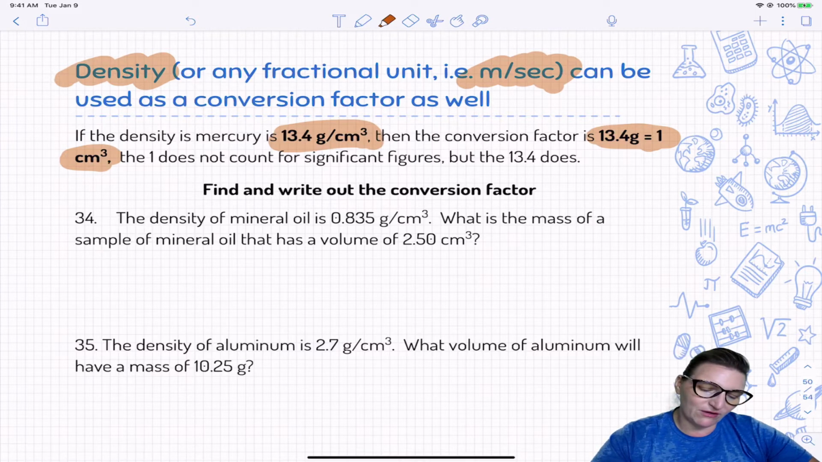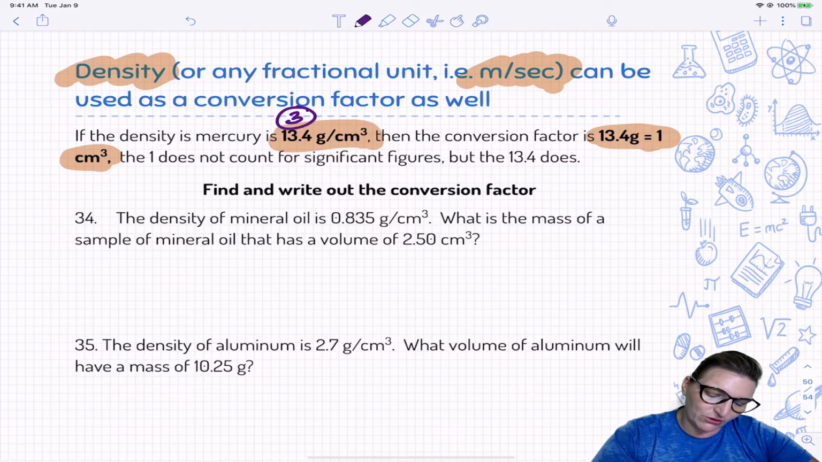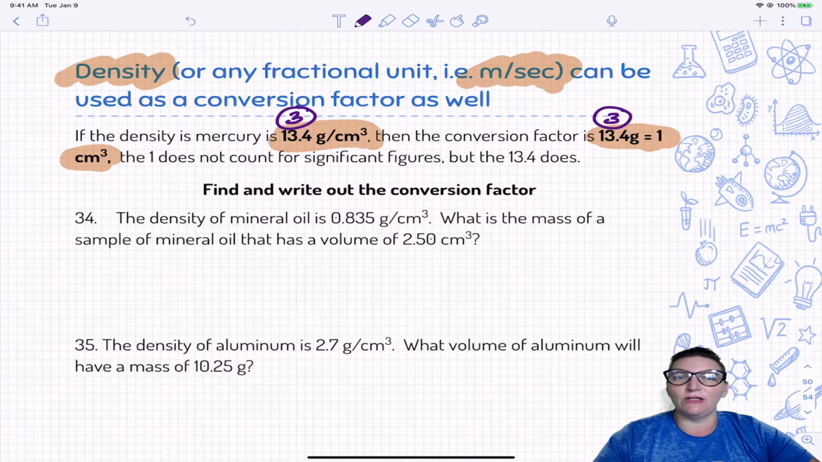Now in terms of significant figures, this 13.4 part, or the number part of the quantity, will have significant figures. So I would say that 13.4 has 3 significant figures. The 1 part, divided by or equal to 1 centimeter cubed, we're just not going to count that for significant figures, because we have defined that exactly 1 centimeter cubed will have a mass of 13.4 grams. This example that I've used is for the element mercury. As long as you have the density for any element or compound, you can go ahead and use this method to convert either from mass to volume or volume to mass.